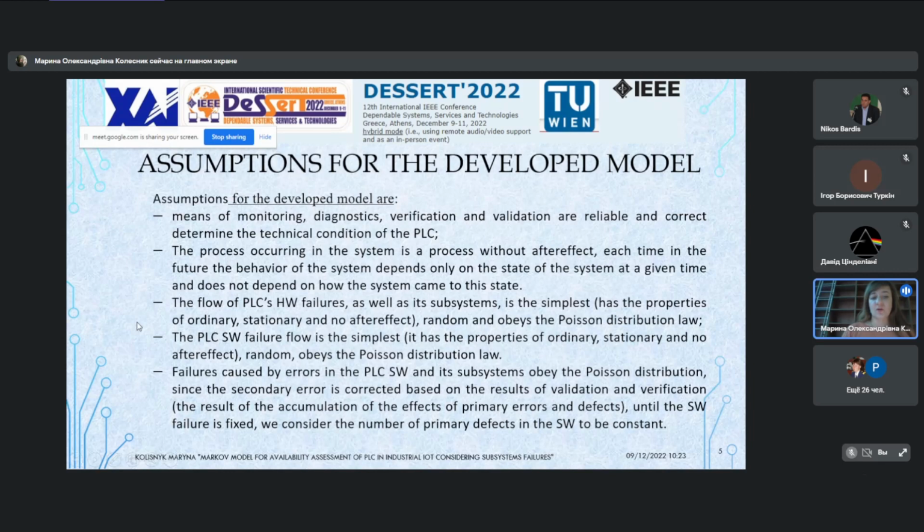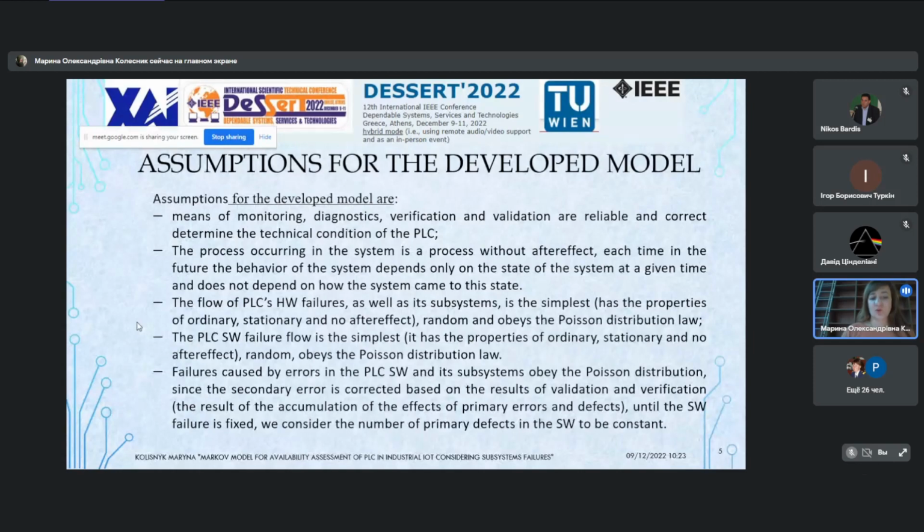The process occurring in the system is a process without aftereffect at each time in the future. The behavior of the system depends only on the state of the system at a given time and doesn't depend on how the system came to the state. The flow of PLC hardware failures and also its subsystems is the simplest, random, and obeys the Poisson distribution law.